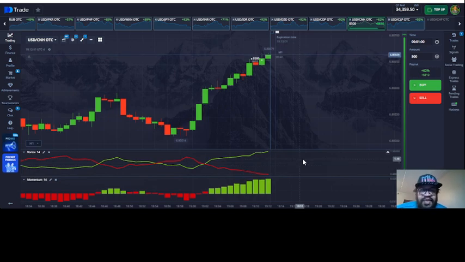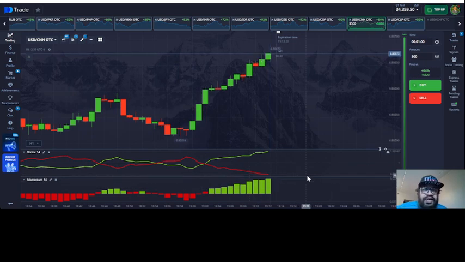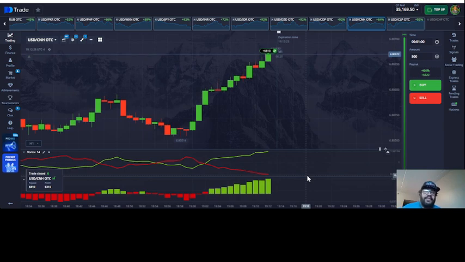So all three of these confluences, the price action, the divergence of the vortex lines, and the momentum histogram bars printing, suggest a bullish trade to the upside, a bullish price action. And that trade was in the money.